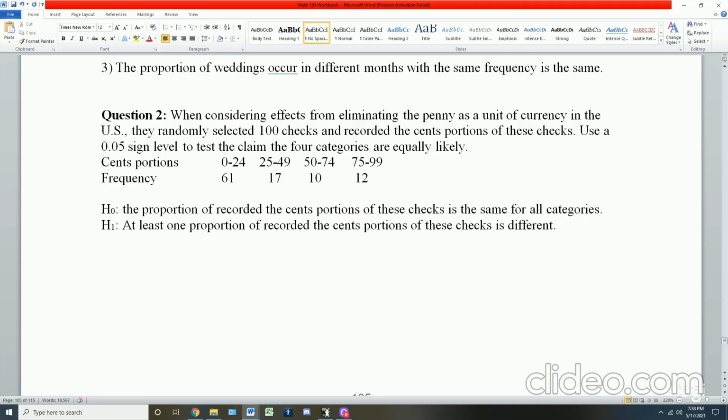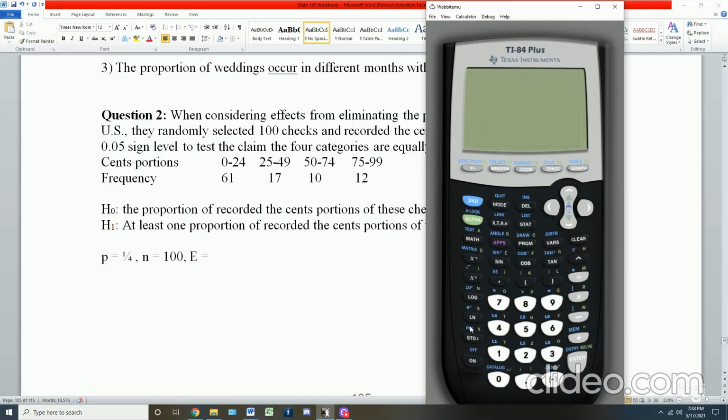So now we go on to step 2 to find our test stat. In this case, first we're going to find P. So to find P, well, how many categories? 1, 2, 3, 4. So this is just 1 over 4. And we want n, so n is just the sum of everything, but they give us that, which is nice, which is just 100. So our expected value is 100 times 1/4, which is 25.